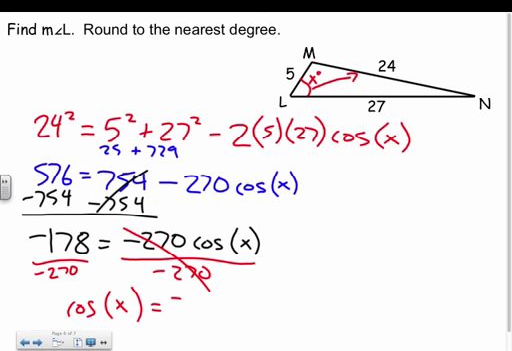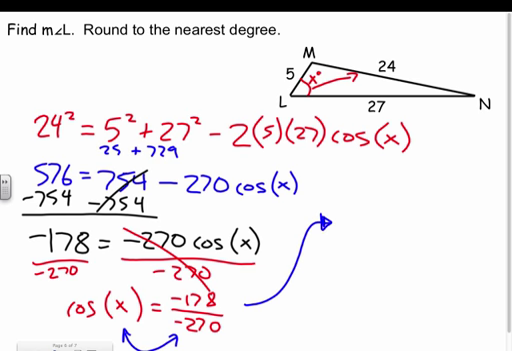I don't want to round anything yet. So don't round any decimals, because otherwise you won't be very exact. So remember now, to solve for x, basically to switch their spots here, I have to take the inverse cosine. So let's come up here. So I take the inverse cosine of whatever ratio I got. So negative 178 over negative 270. I could just put positives, right? Because negative divided by negative is a positive. Is going to equal that x degrees.